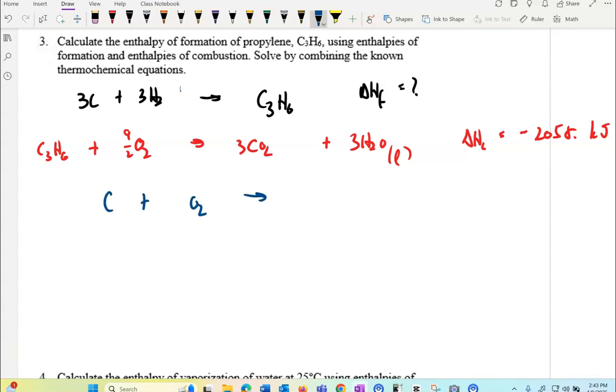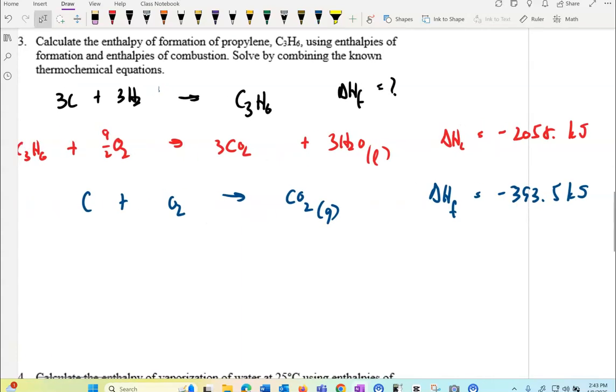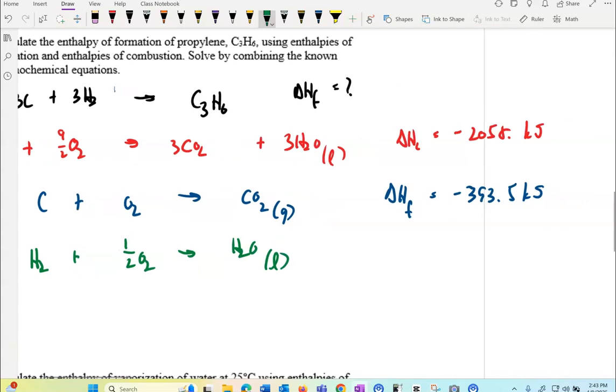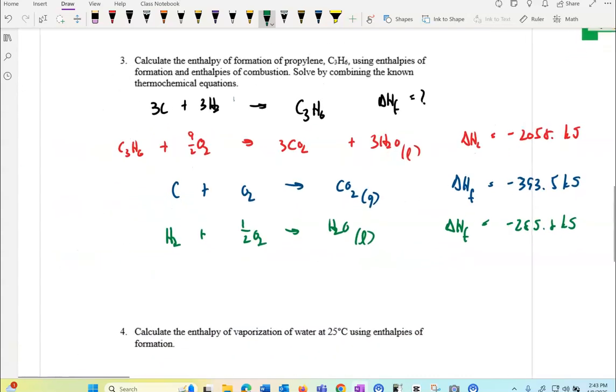All right, so now what we're going to do is write a formation equation for our CO2, which we know from table B14 is negative 393.5 kilojoules. We're going to write a heat of formation for our water, which means you're going to react 1 H2 with 1/2 of an O2 to make 1 liquid water. And this is a heat of formation of negative 285.8. All right, all the pieces are in place.